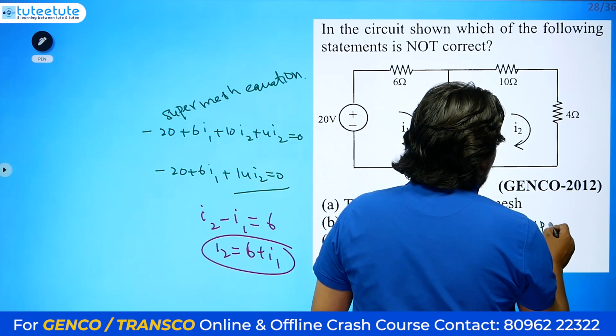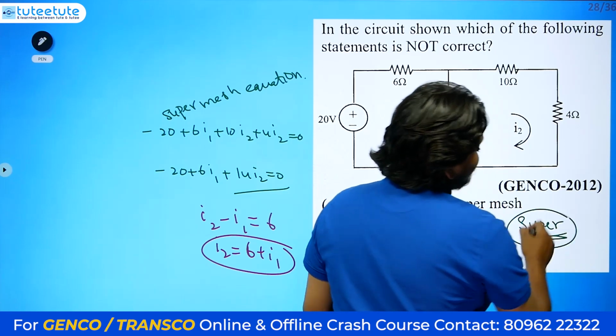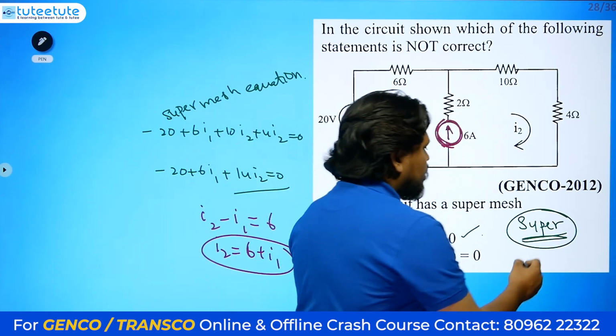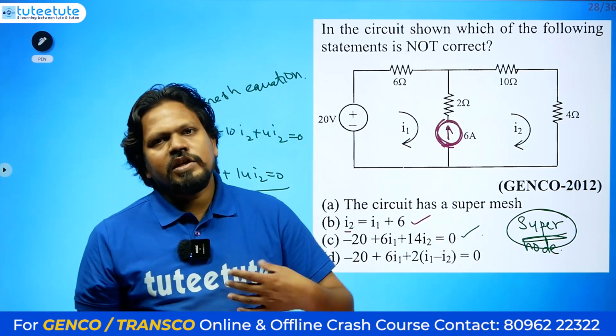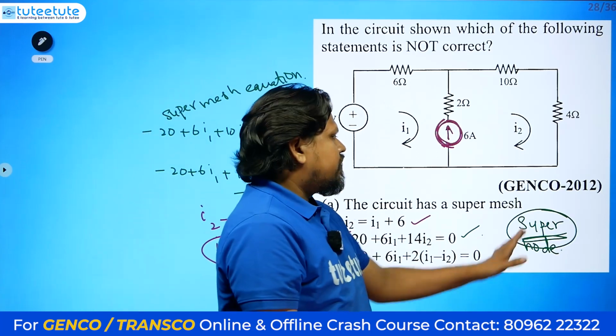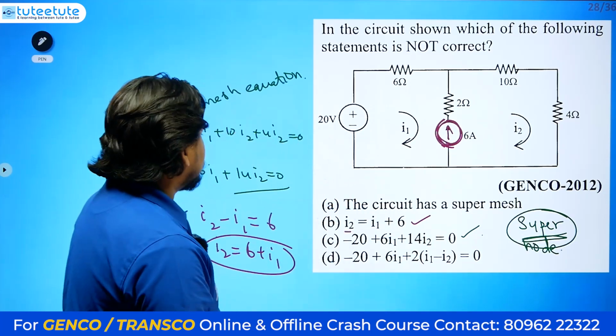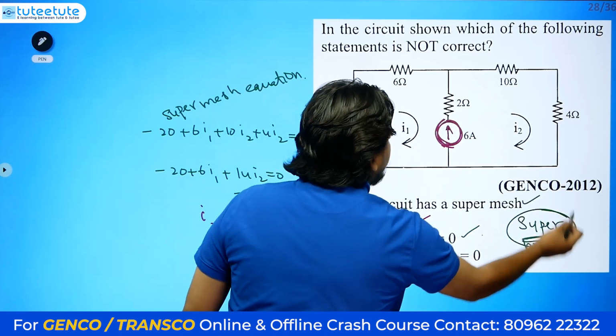So actually for super node there are so many analyses, so I will do it in a separate video, because we need to understand some more concepts from the super node. Anyhow, the answer for this question is: the circuit has a super mesh, that's it.